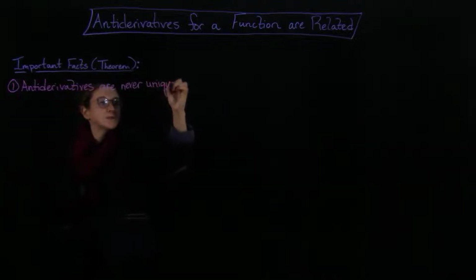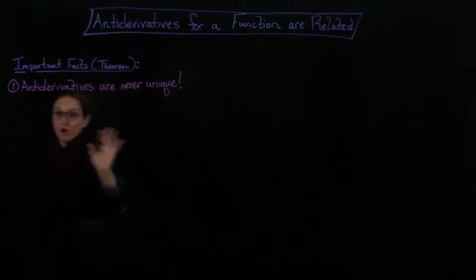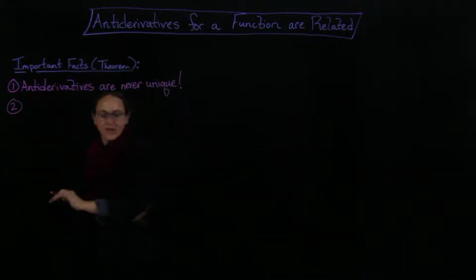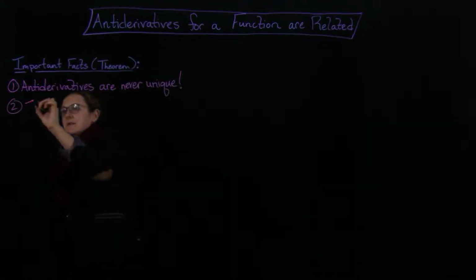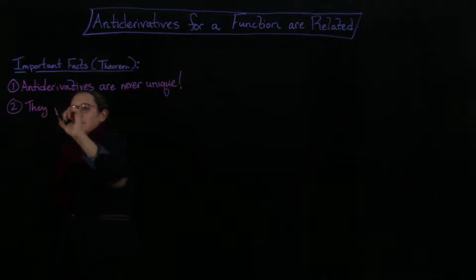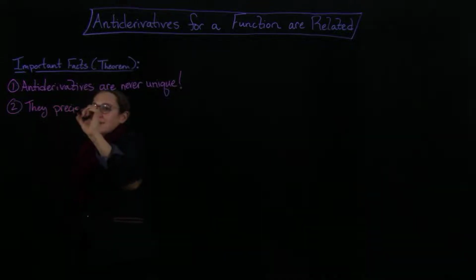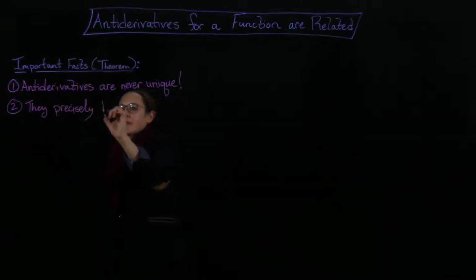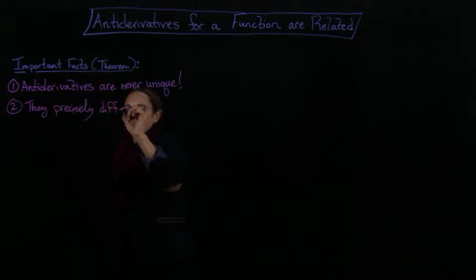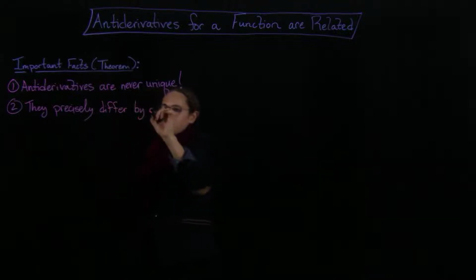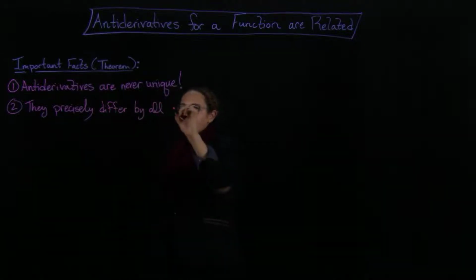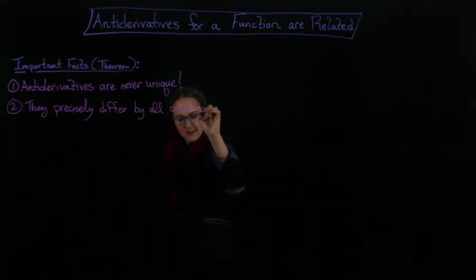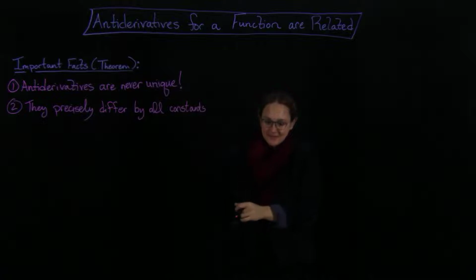Because we could add a constant, and that's all you can do. Otherwise, they're the same. So they precisely differ by all constants. Antiderivatives for the same function differ by constants. I could add any constant to my antiderivative, and it's still an antiderivative. And that's the only way to get between antiderivatives for the same function.